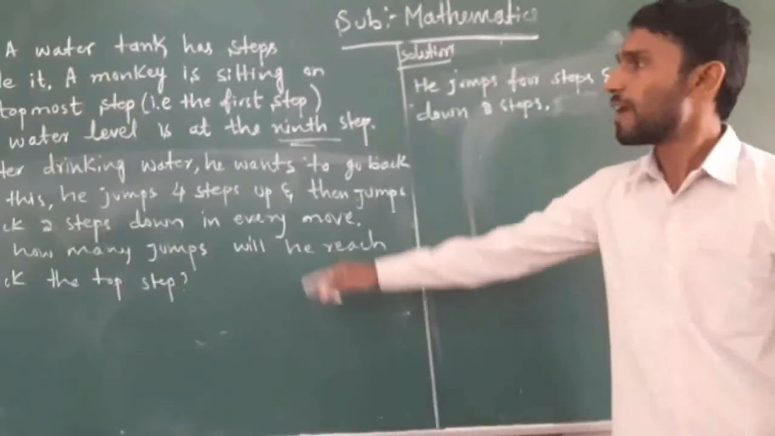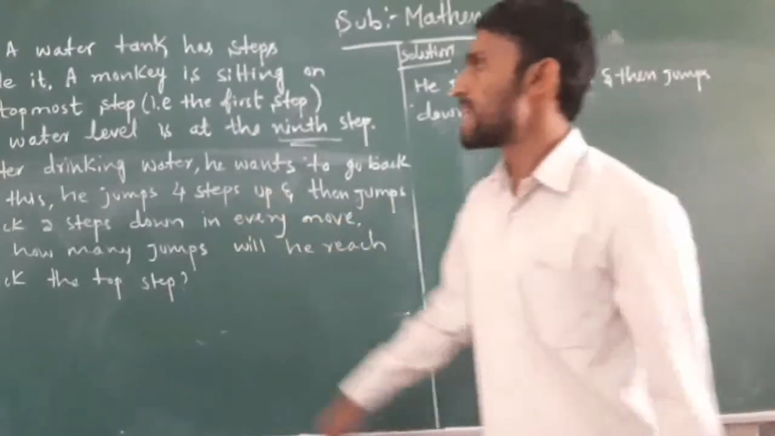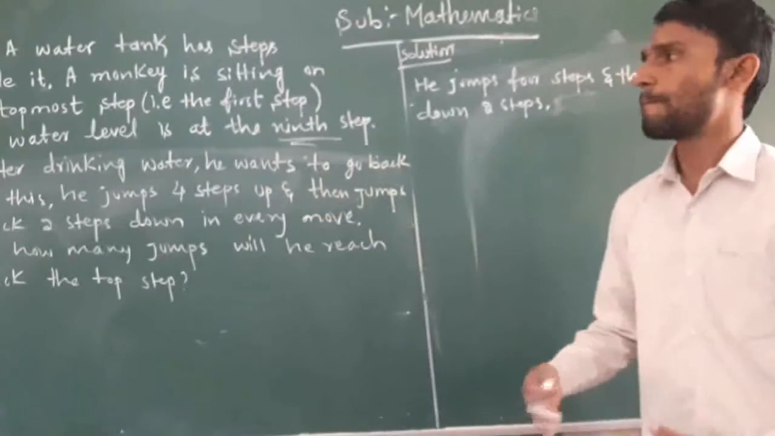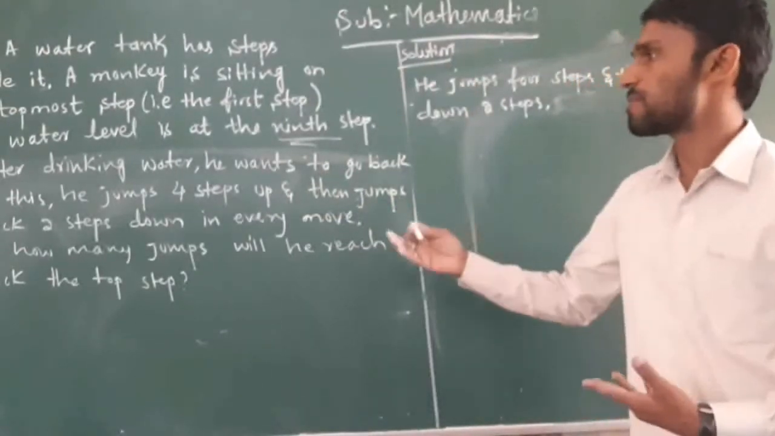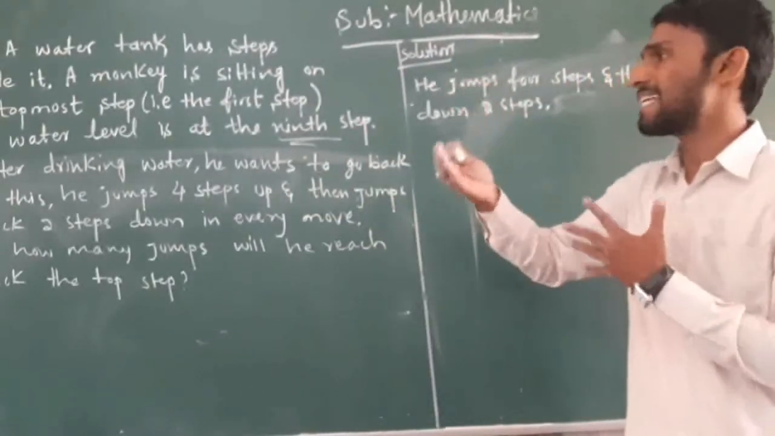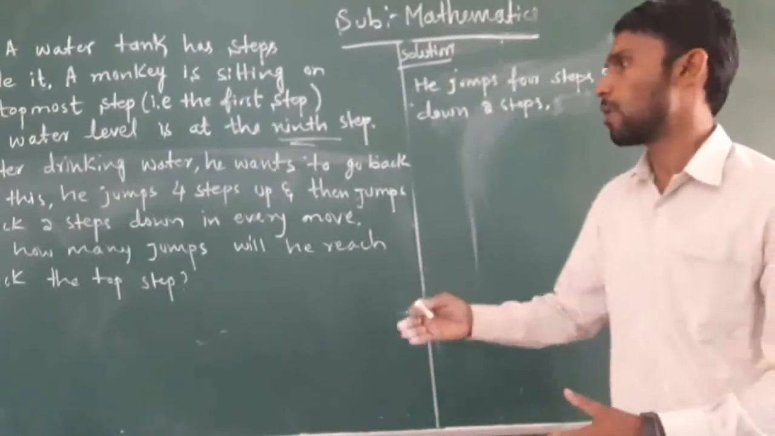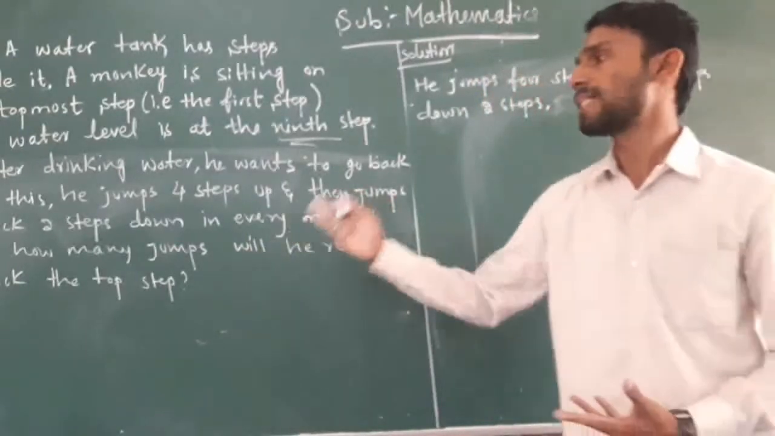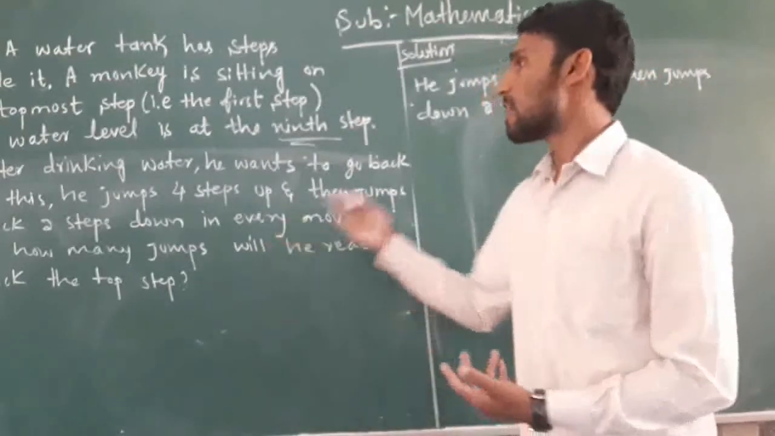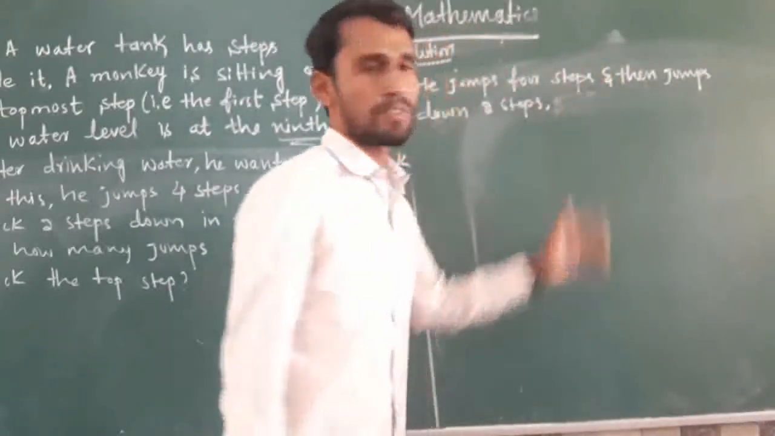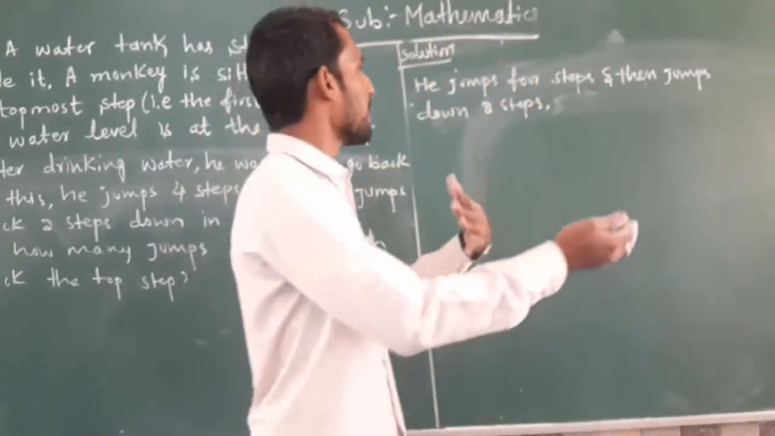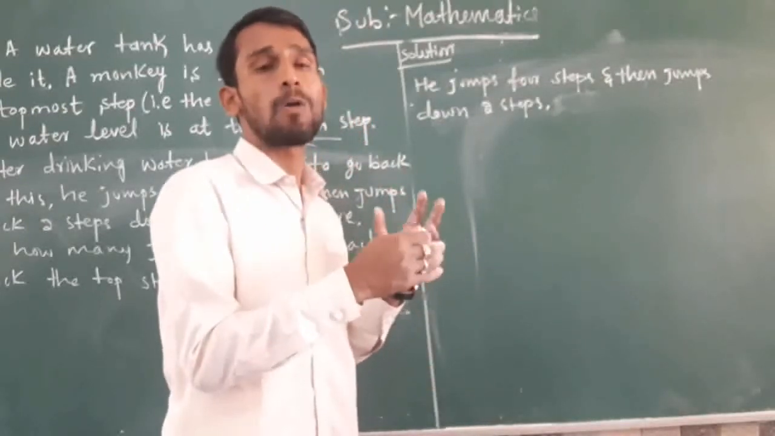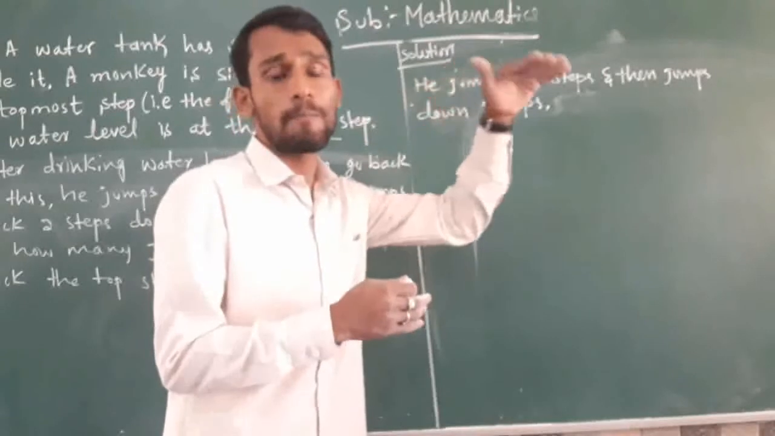Next, dear student, this is the second part of this question. See, after drinking, that monkey wants to go back. He jumps 4 steps up and then jumps back 2 steps down in every move. In how many jumps will he reach back the top step? See here, solution. He jumps 4 steps upside, again jumping 2 steps downside. How many jumps need to reach the topmost level?